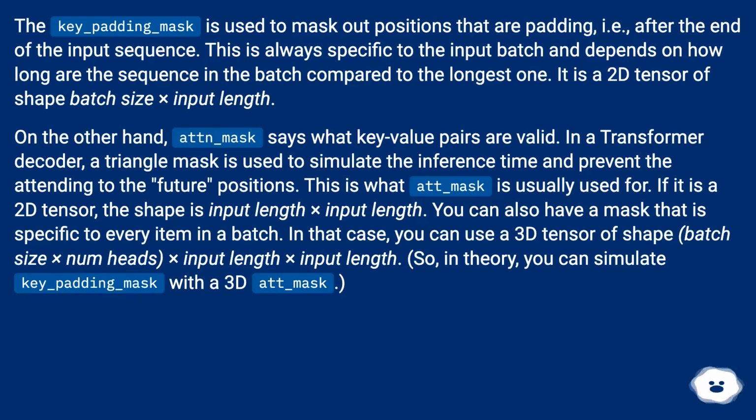You can also have a mask that is specific to every item in a batch. In that case, you can use a 3D tensor of shape batch size times number of heads, times input length times input length. So, in theory, you can simulate key_padding_mask with a 3D att_mask.